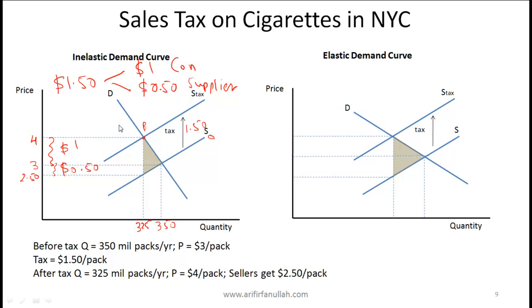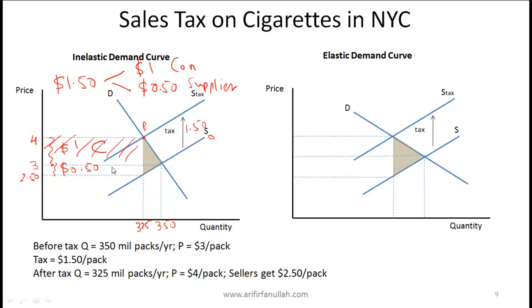So notice that in this case the amount that is paid by the consumer is relatively high because we have an inelastic demand curve. So that's the amount paid by the consumer. This is the amount paid by the supplier. So where is all this money going? This money is going to the government in the form of taxes.